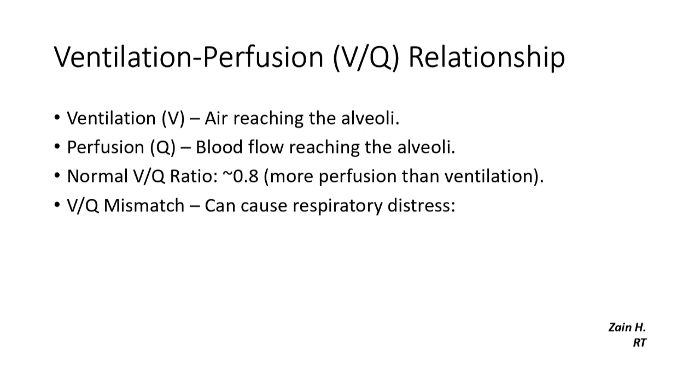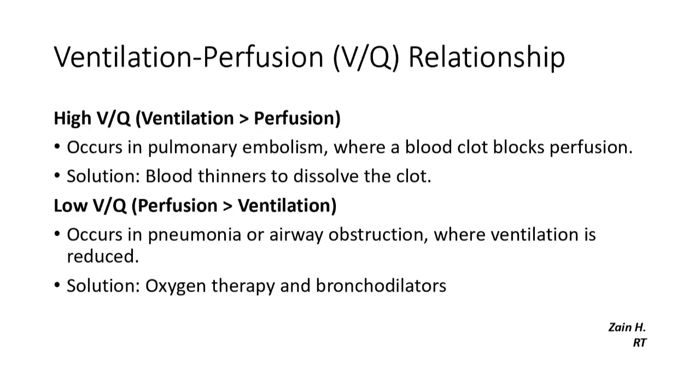V/Q mismatch can cause respiratory distress. High V/Q, ventilation greater than perfusion, occurs in pulmonary embolism, where a blood clot blocks perfusion. Solution: blood thinners to dissolve the clot. Low V/Q, perfusion greater than ventilation, occurs in pneumonia or airway obstruction, where ventilation is reduced. Solution: oxygen therapy and bronchodilators.